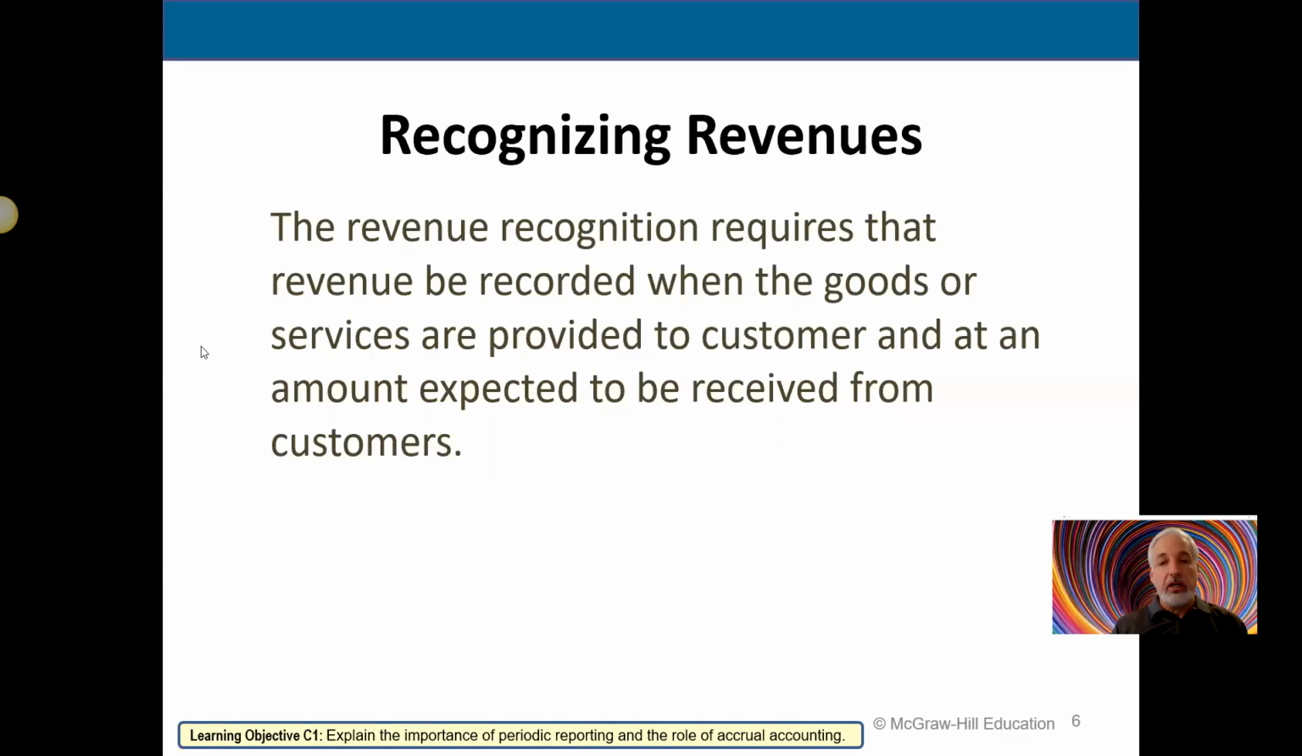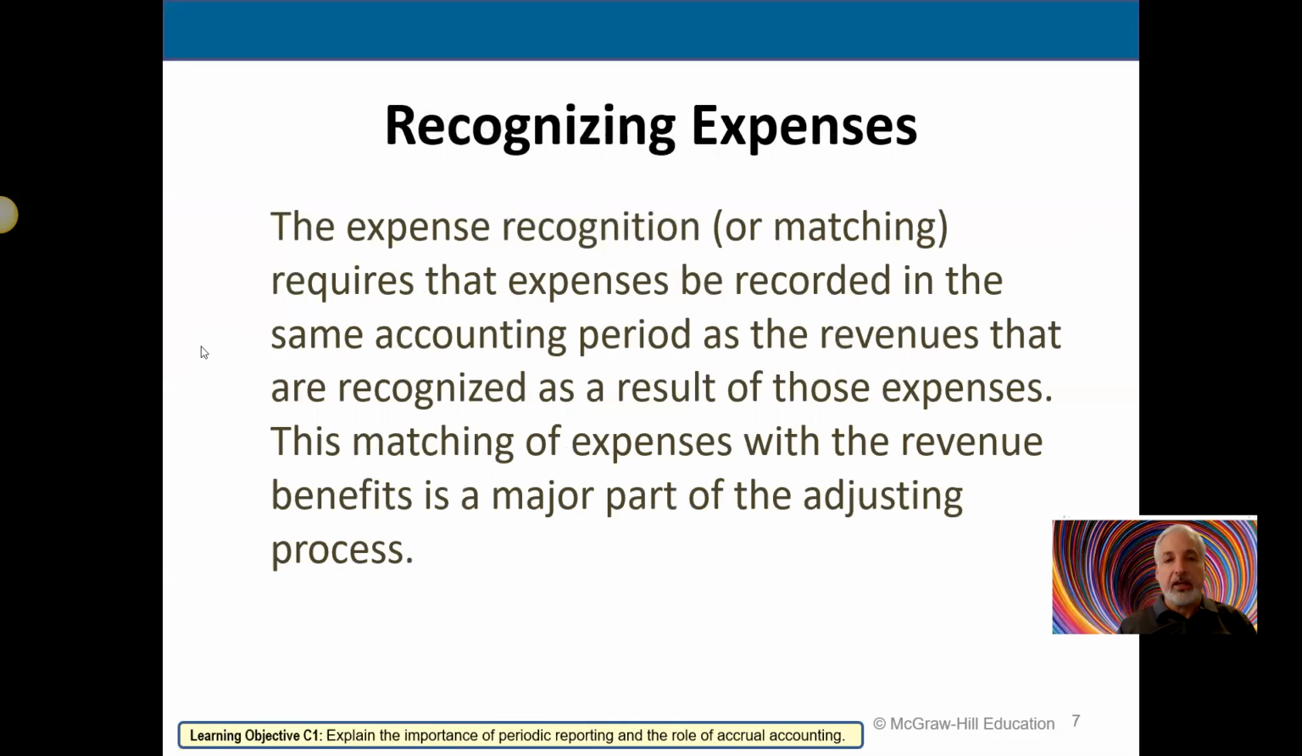Until then, that car still belongs to the dealership. It's theirs, they own it. In the same way, the expenses associated with that car, the cost of goods sold, don't go over into your expenses until you sell the car. So there's revenue recognition and there's expense recognition.